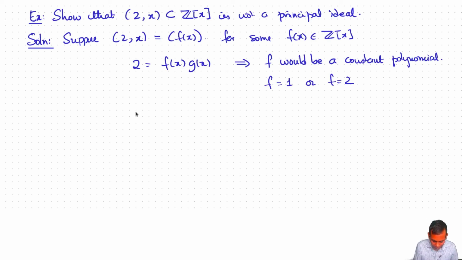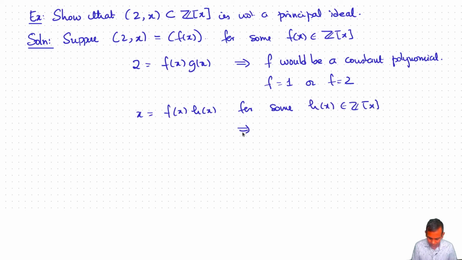And now x is going to be equal to f(x) times h(x) for some polynomial h(x). This implies that f has coefficient 1, so you cannot have f equal to 2. So this implies that f is equal to 1. Okay, so if this were a principal ideal, it would have to be generated by 1.